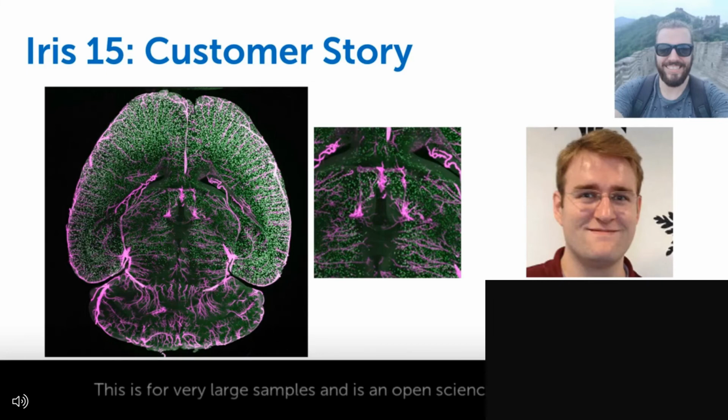This is for very large samples, and it's an open science project aimed at making these light sheet microscopes for very large samples. As you can probably tell, this is a full mouse brain. Again, this is cleared. The mouse brain has been captured within one acquisition on the iris, so the large detector size and the rectangular sensor of the iris really allow you to capture a lot in a field of view at a very high resolution, which allows you to capture fine features, especially in a sample as complex as a brain.